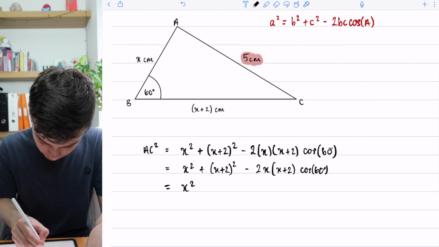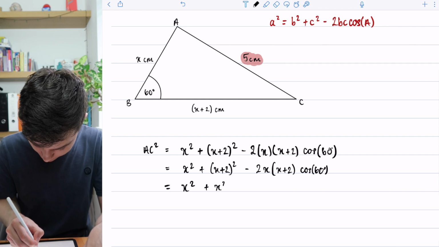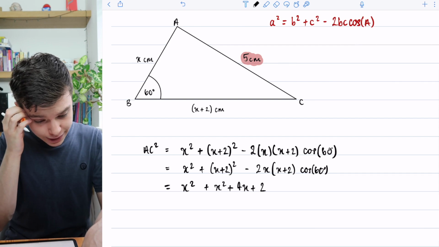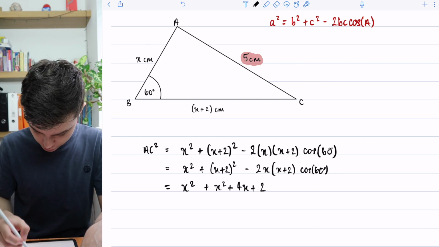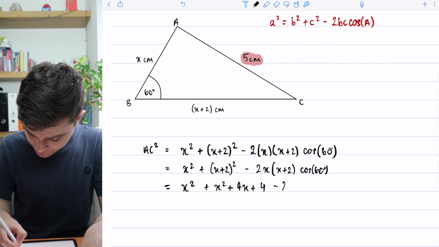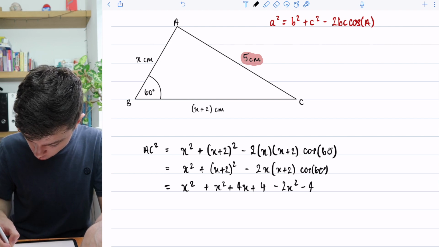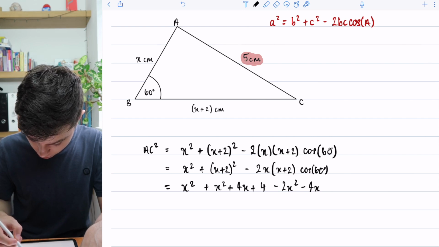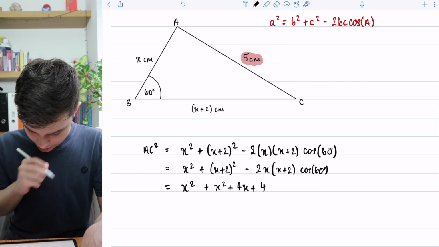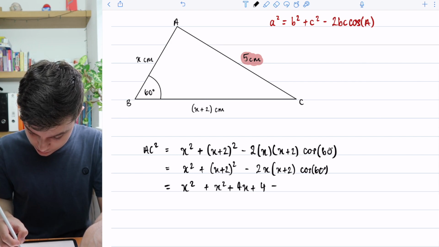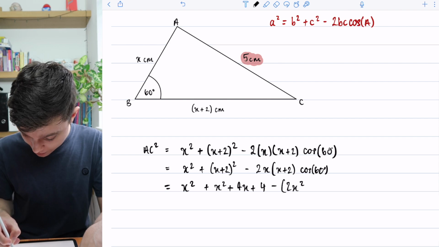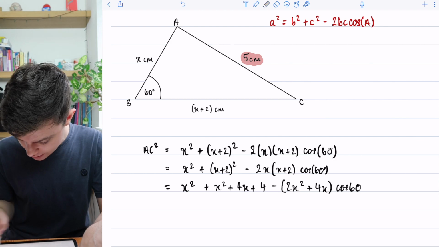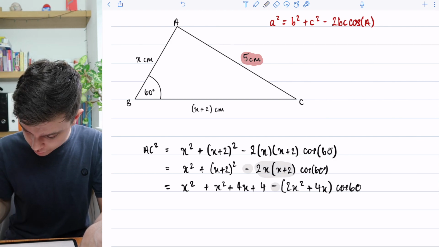Okay, x squared plus, we've got another x squared, so x squared plus, that's going to give me 4x plus 2, I believe. Yes, 4x plus, sorry, 4, minus 2x squared minus 4x, all multiplied by cos 60 on that bit. So let me do that again, actually. Sorry, minus, it's going to be 2x squared plus 4x, that's better, times cos 60. I've just expanded that bracket there and left the negative out the front.